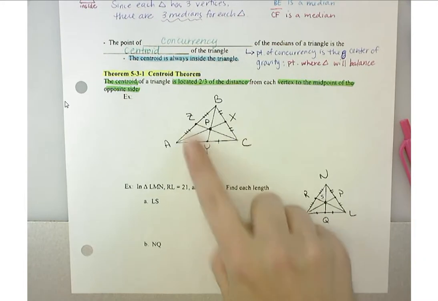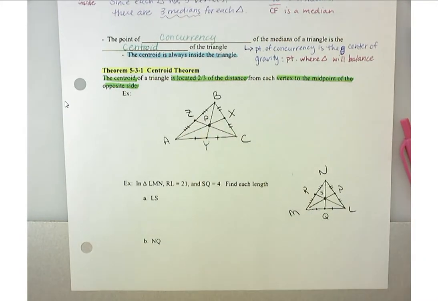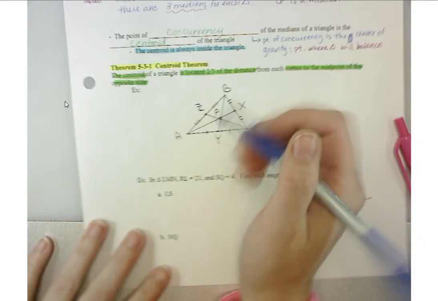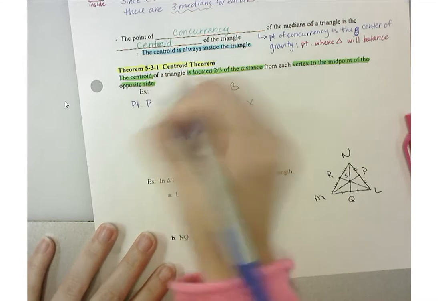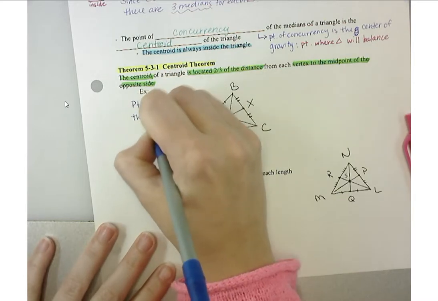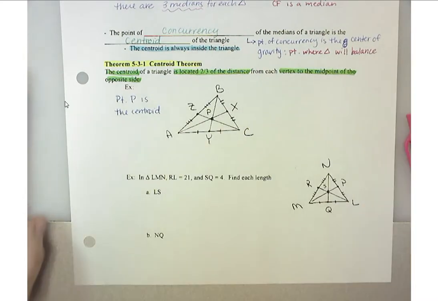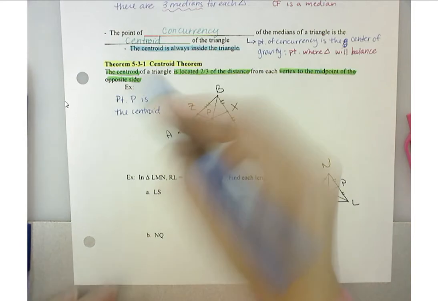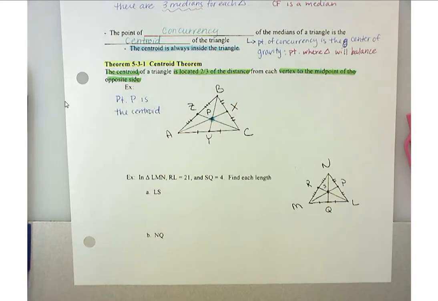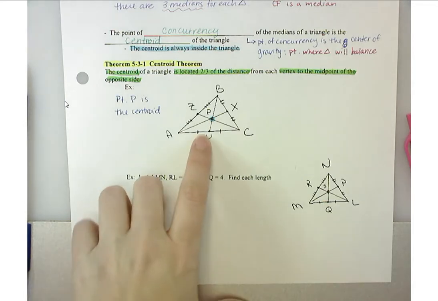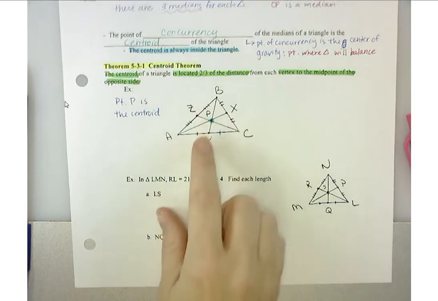So as I'm looking at this drawing, I can see that P is my centroid. Okay, so we're just going to write that down. So point P is the centroid in this drawing. Okay, so this is located 2/3 of the distance from each vertex to the midpoint of the opposite side. So we're going to look at a couple things here. I think the easiest one to look at is BY.